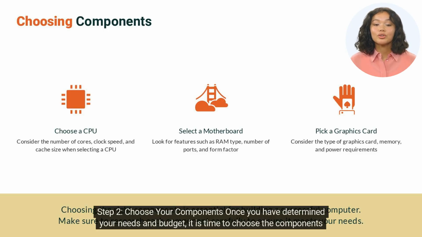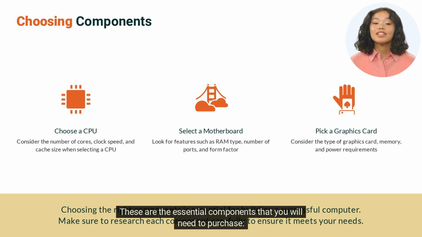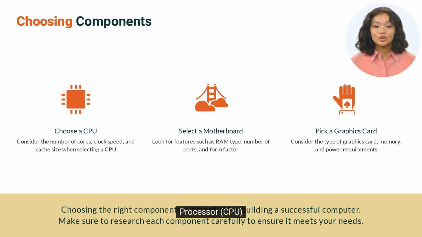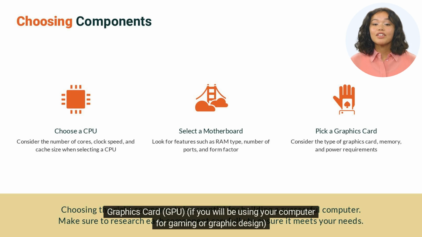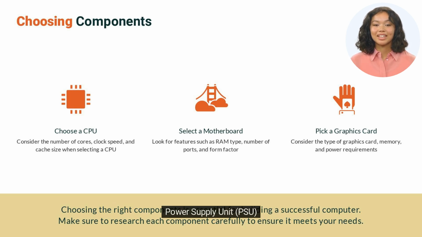Step 2. Choose your components. Once you have determined your needs and budget, it is time to choose the components for your computer. These are the essential components that you will need to purchase: processor (CPU), motherboard, random access memory (RAM), storage (SSD or HDD), graphics card (GPU) if you will be using your computer for gaming or graphic design, power supply unit (PSU), case, and cooling solution (fans or liquid cooling).